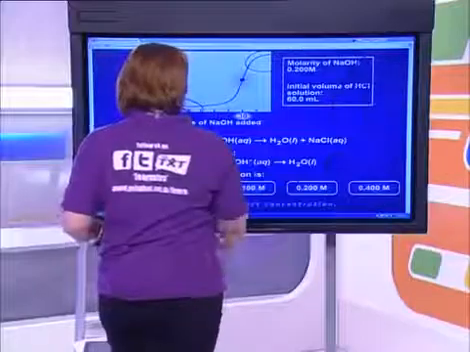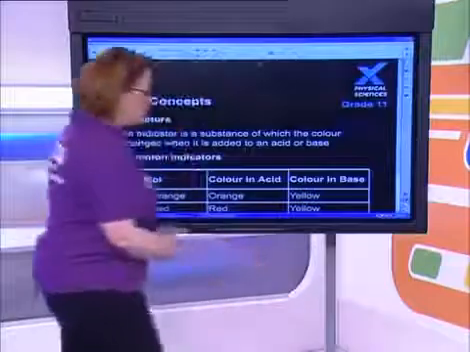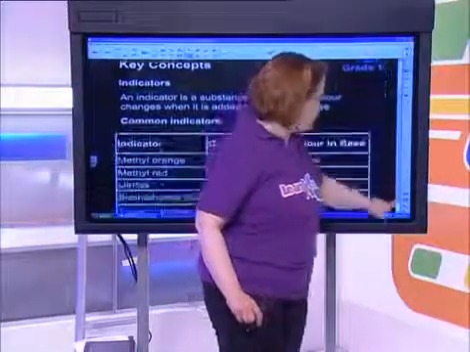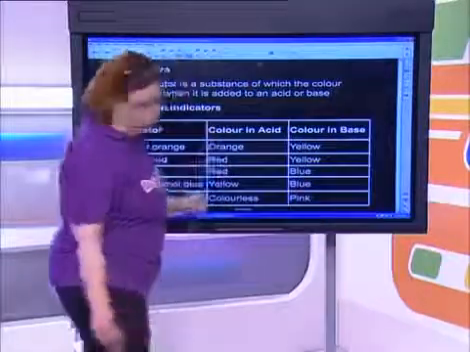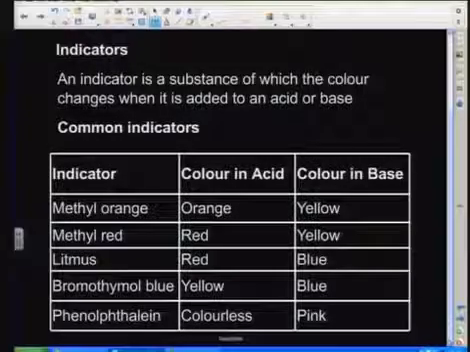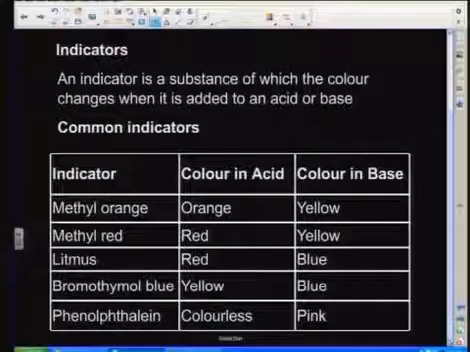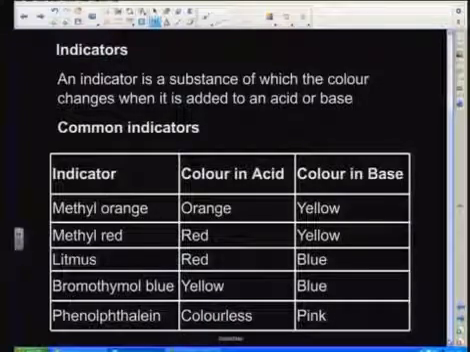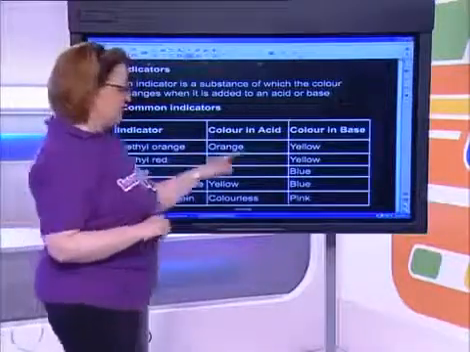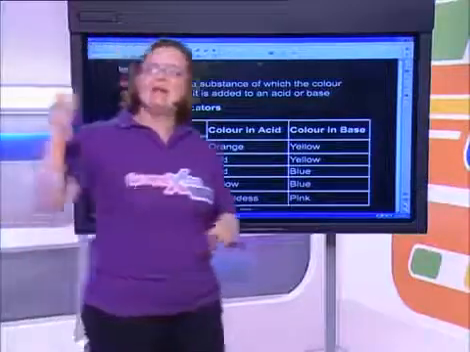Okay, so we're not going to worry about the calculation because that's not what you do. But we need to talk about what indicators you would use. Okay, once again, learn, work. First of all, methyl orange, which is orange in an acid, yellow in a base. Methyl red, red in an acid, yellow in a base. Litmus, red and blue. Litmus can come in paper or liquid form, which is nice. Bromothymol blue, which is yellow and blue. And phenolphthalein, which you saw tonight, which is colorless and pink.